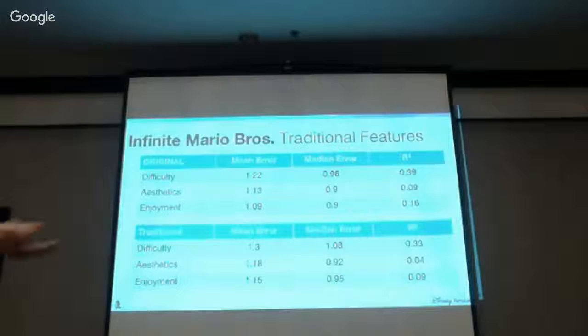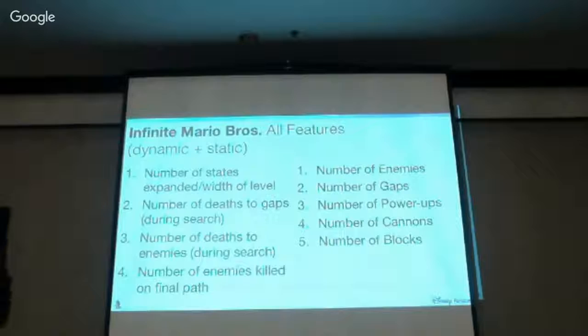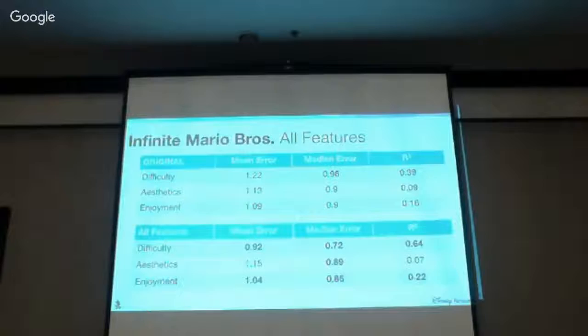So then we thought, what if we just combined all the features together? So we did a big hodgepodge of features here, a total of 9. The dynamic ones on the left, the static ones there on the right, and ran those through the CNN. And the results are interesting. We did significantly better. A major leap, especially on difficulty, about 25%. That's incredible, and was not altogether expected.